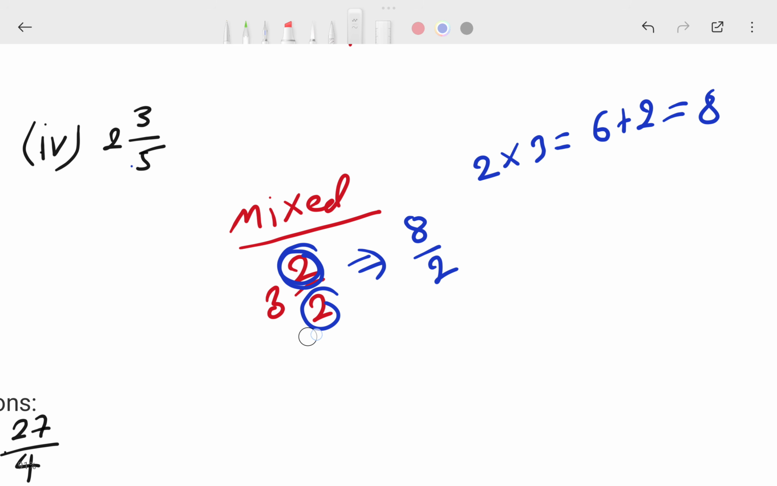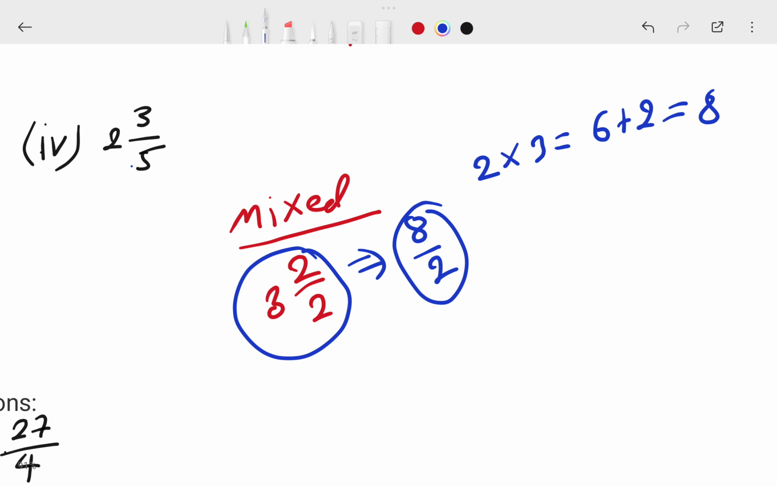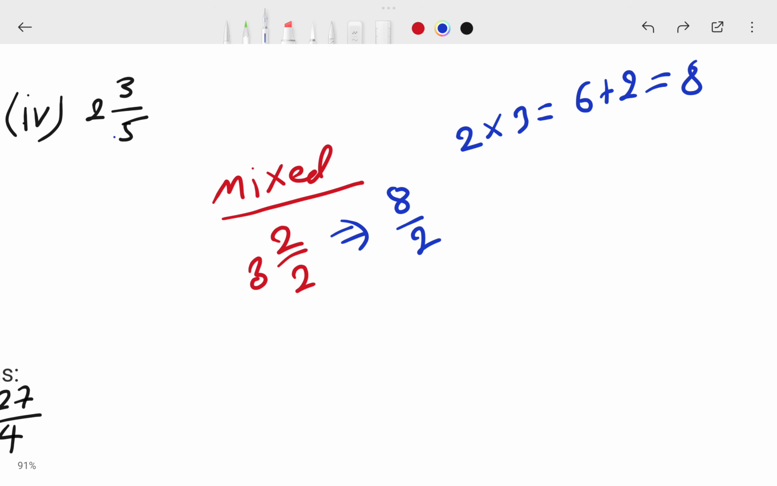Proper or improper fraction. Okay, understand? Like this, you will convert a mixed fraction normally. And again I will tell you how you can convert this. I will tell you here how you can convert this number into the mixed fraction. Okay, again let's see another example.